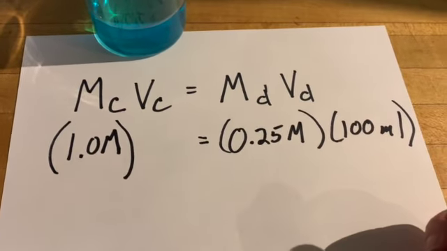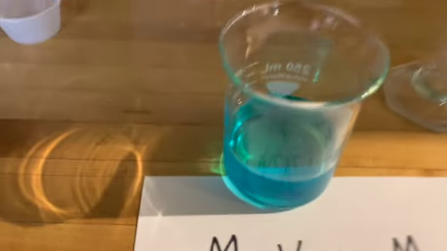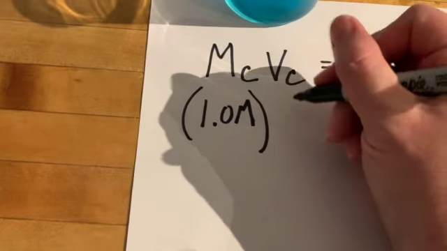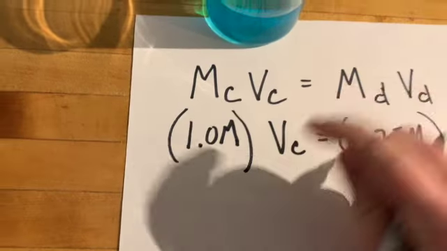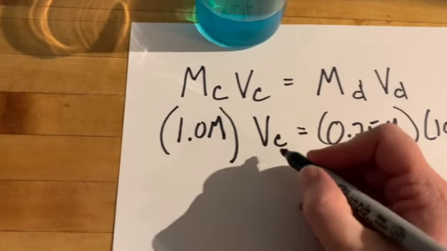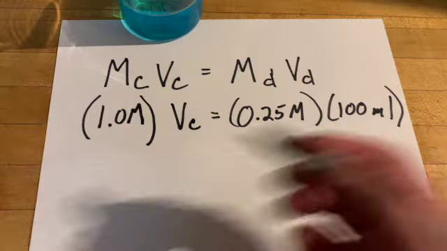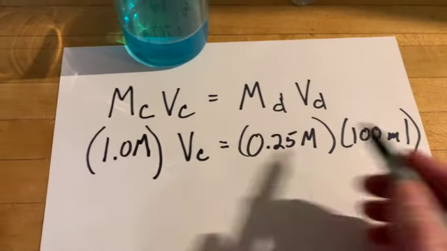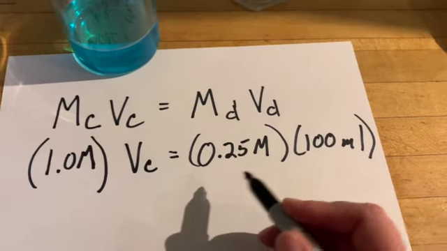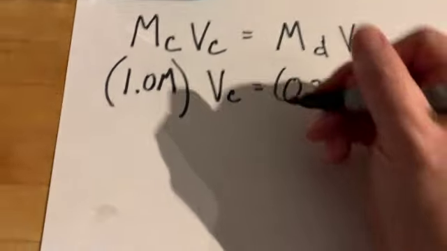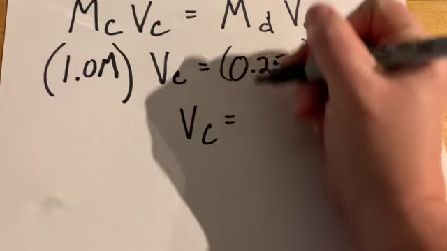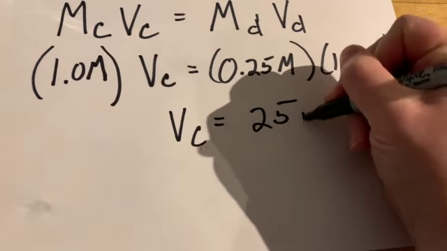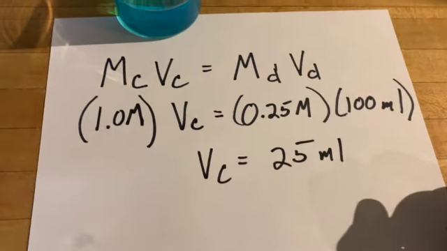To make that, I need to take out a certain volume of the concentrated solution. So that's what we're going to solve for. Algebraically, this is super easy, because I have a 1 on this side. I'm going to divide each side by 1. Great, 0.25 times 100. This is going to tell us that the volume that we need to take out is 25 milliliters.